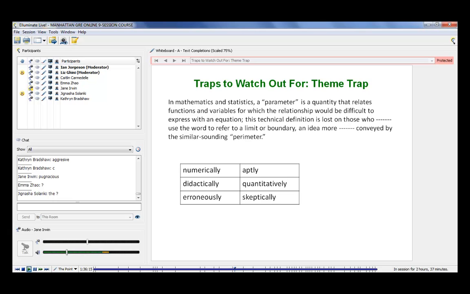So first of all, I started with the first one, and I used "is lost on." This definition: is lost on. Those who blank use the word to refer to a limit or boundary. And so I thought the blank would be someone or something like mistakenly, or someone who doesn't understand the first part of the sentence, what it actually means. So my blank was mistakenly.